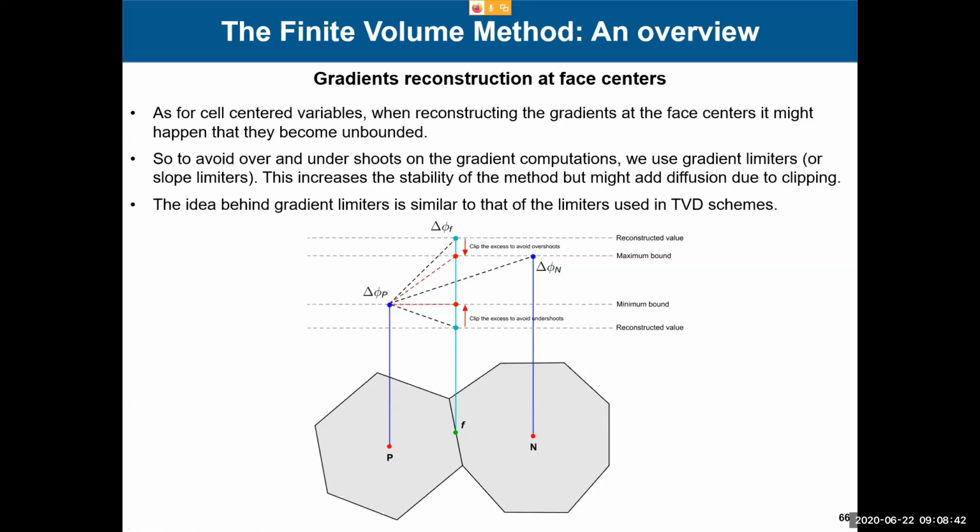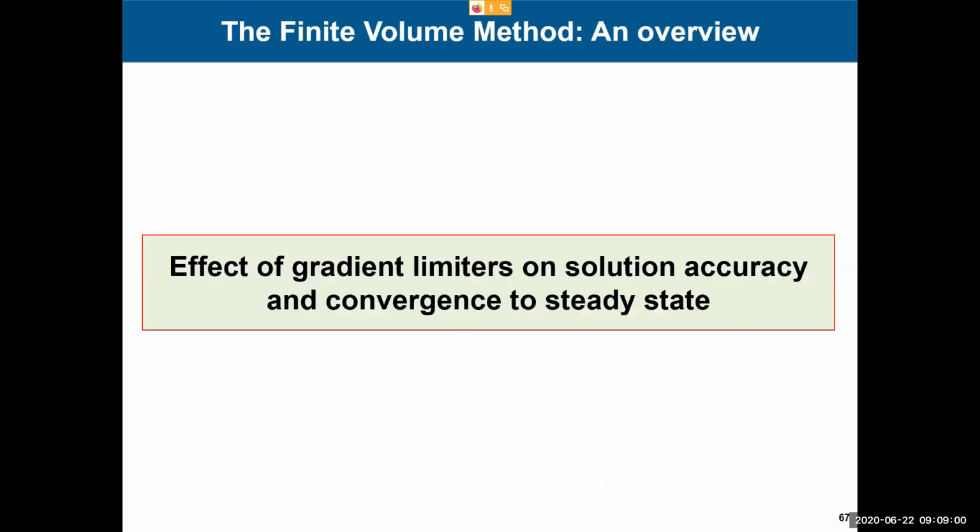And here also there are many ways. Probably you have seen the keywords like multidimensional or directional, cell limited, face limited. Those are different ways to do this limiting. There are some that are very aggressive. There are some others that are less diffusive. I will explain that later.